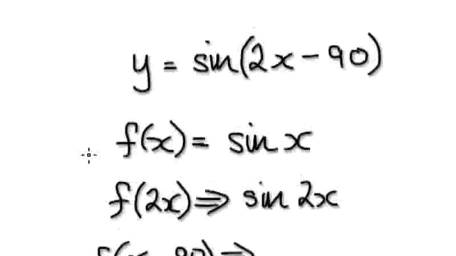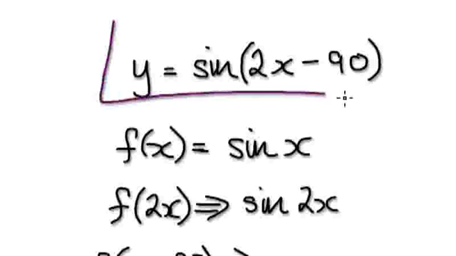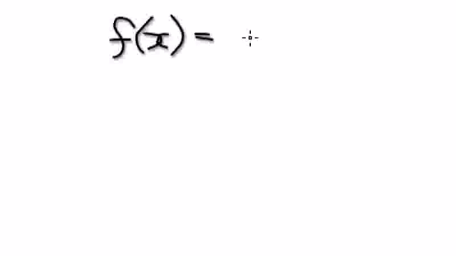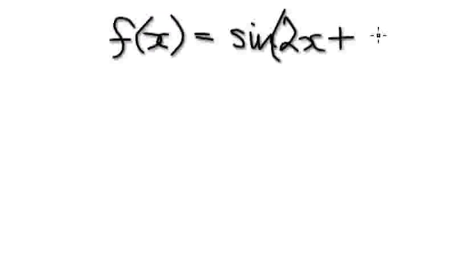Let me start again here. For you to truly understand this, f of x equals sine 2x minus 90, for you to truly understand this, you've got to visualize it. Okay, I'm going to transform it.